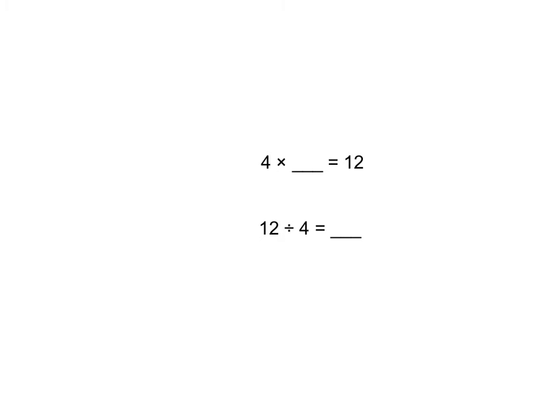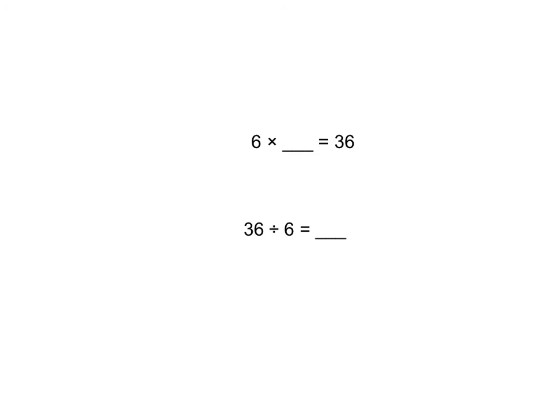All right, and here it is right here. 4 times what equals 12? Well, we just did the opposite of this, so we know it's the same. 4 times 3 is 12, and 12 divided by 4 is 3. 5 times what equals 35? You should be saying, well, 5 times 7 equals 35. Therefore, 35 divided by 5, or how many 5s are in 35? Well, there are 7 5s in 35.